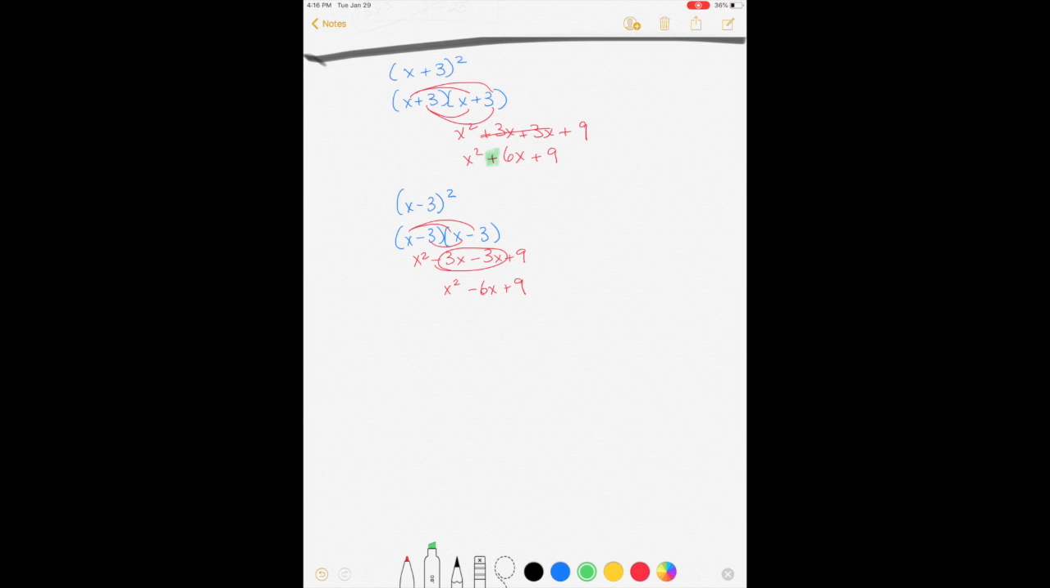You may have noticed that the only difference between these two problems, because they had the same number inside the parentheses, was the addition or subtraction sign in between. The numbers are the same. It's x squared, 6x in the middle, and 9 at the end, but the sign changes depending on what sign you have inside the parentheses. That's important to note. I'm going to write a couple of problems for you to try on your own, and then I'm going to show you how to multiply them together.